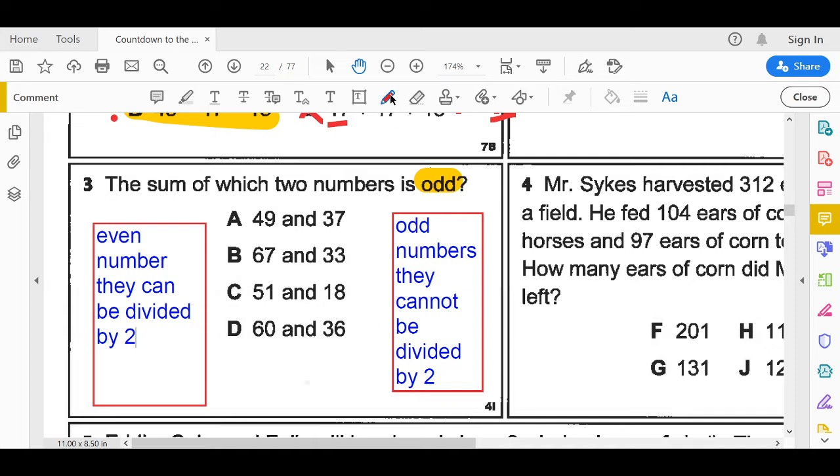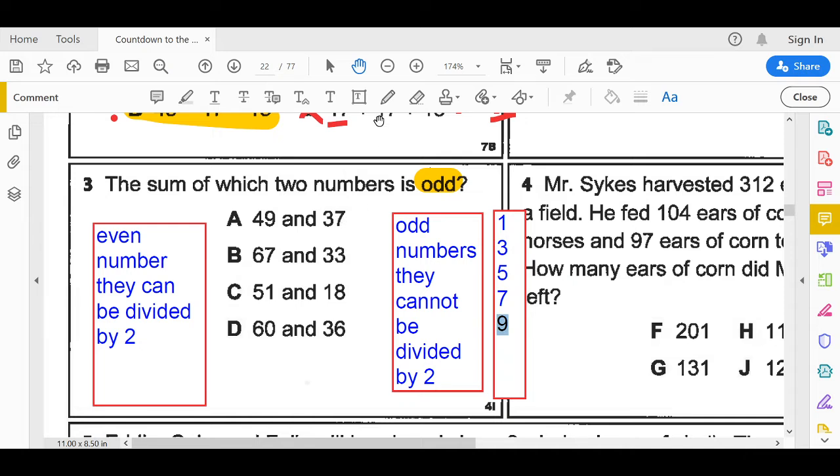An easy way to understand this, amigos, and I really like this way, is that an odd number is going to end, it means the last digit of the number is going to end in 1, 3, 5, 7, or 9. So if the last digit of your number is either 1, 3, 5, 7, or 9, that means it's going to be an odd number.